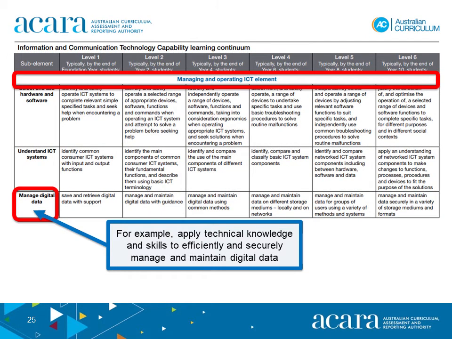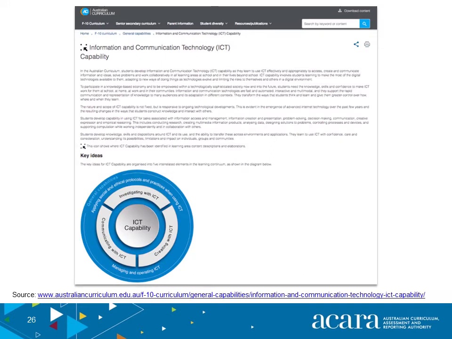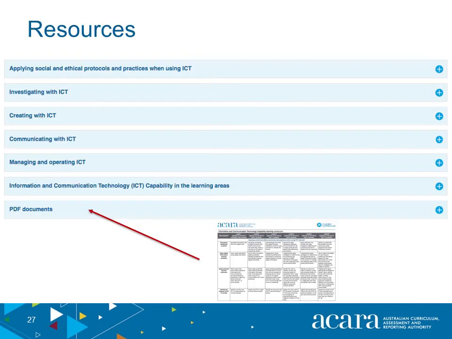And the final sub-element, manage digital data, allows students the opportunity to apply technical knowledge and skills to efficiently and securely manage and maintain digital data. You can find the PDF document of this learning continuum on the Australian Curriculum website. Detailed information on each of the general capabilities is located on the Australian Curriculum website. On this page, you will find information on the ICT capability in both digital and printable formats. At the bottom of the page, you can access the necessary PDF document outlining the Information and Communication Technology Capability Learning Continuum.